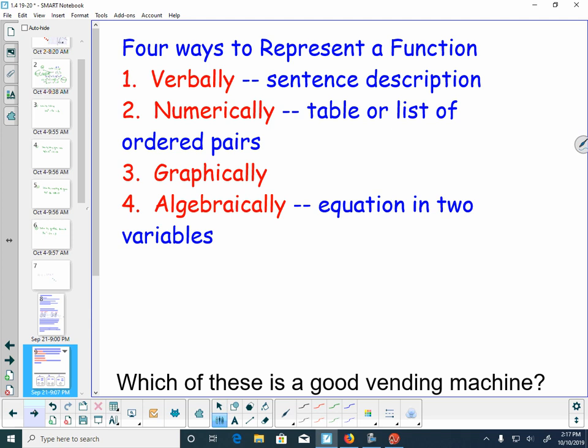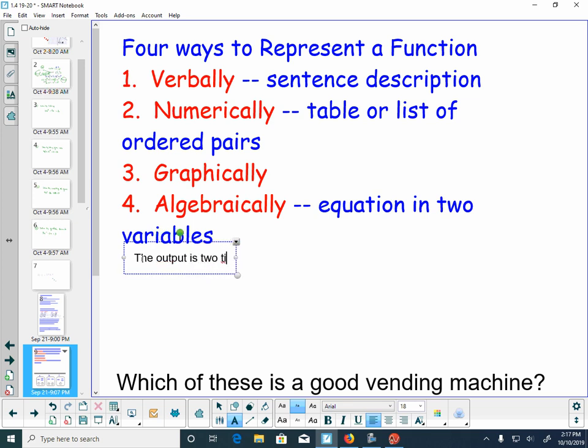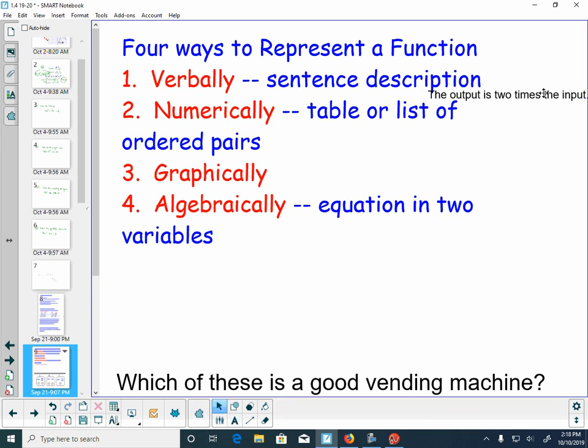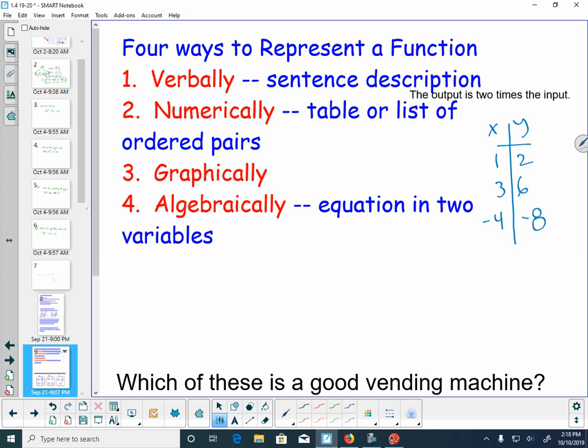So, for example, my sentence description could be something like, the output is 2 times the input. That would be a verbal description of a function. The output is always going to be 2 times the input. Numerically would be a table or list of ordered pairs. So if I go along with that same sentence, numerically I could say, if x is 1, then y is going to be 2. If x is 3, y is going to be 6. If x is -4, y is going to be -8. Here's my table that corresponds to the output is 2 times the input.